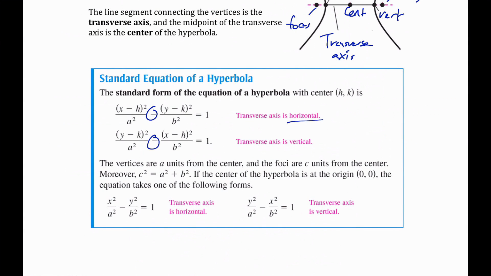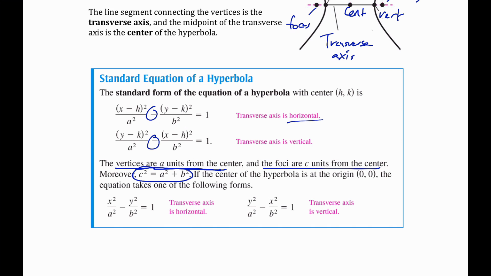Now the vertices are a units from the center and the foci are c units from the center. So we've got some similar things here. And the other part we have here says c squared is equal to a squared plus b squared, more similar to what we're used to with the Pythagorean theorem. So essentially all the signs that we had between our groups from ellipses to hyperbolas switch.